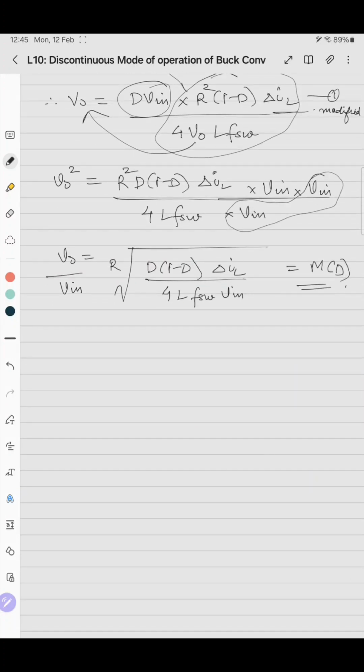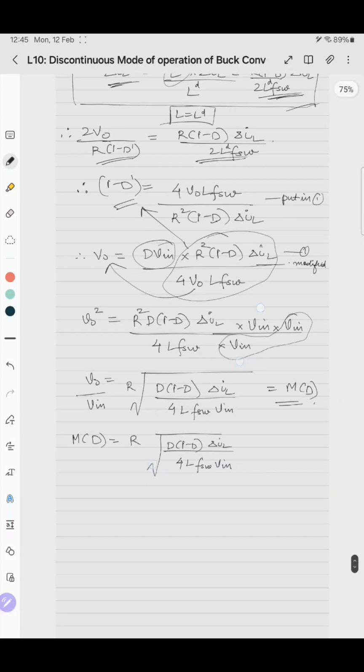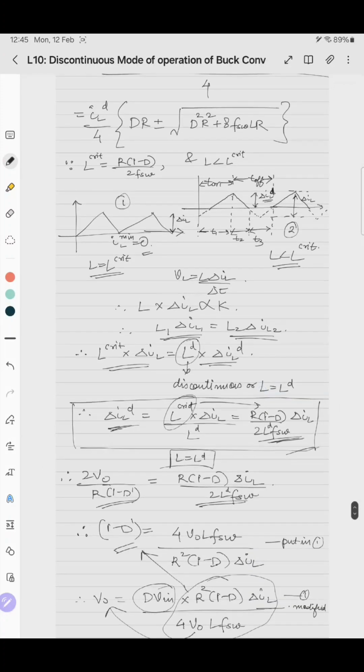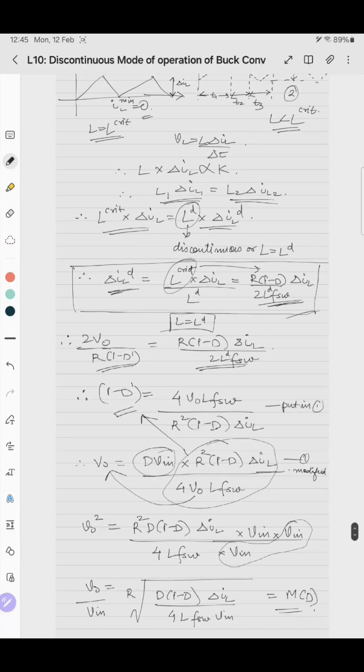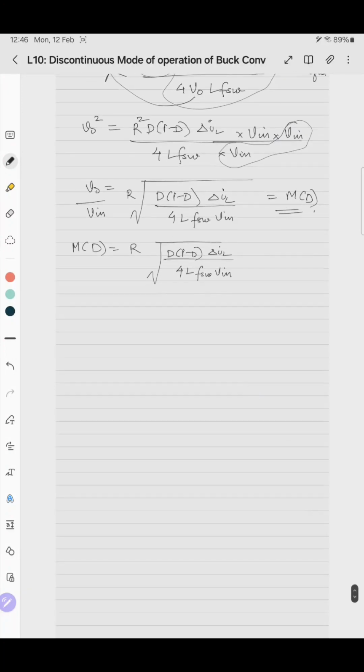The remaining term is R square. So R square I brought outside, it will be R into under root of D into 1 minus D into delta IL by 4 L F switching into V in, because one V in will be there. So this is the M of D, which is R under root D into 1 minus D into delta IL by 4 into L into F switching into V in. So in terms of L critical I have written here, or we can keep this equation in terms of L critical also.